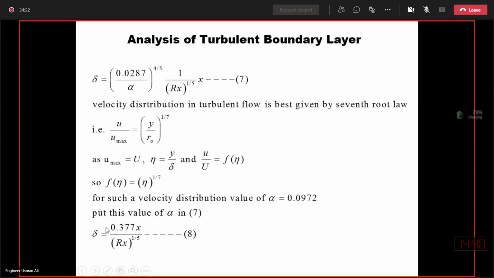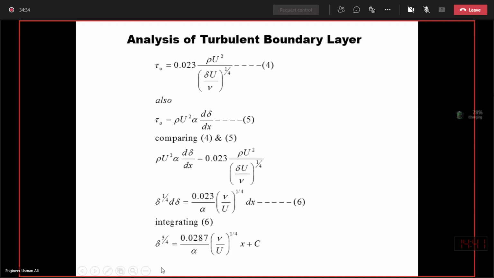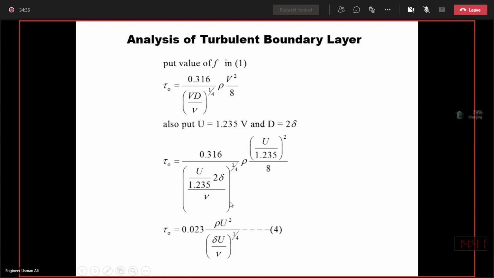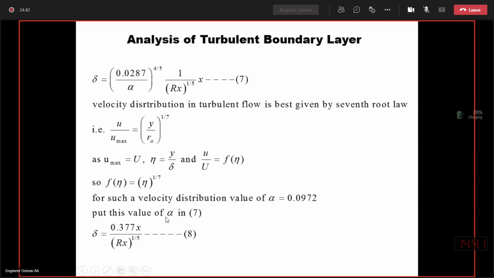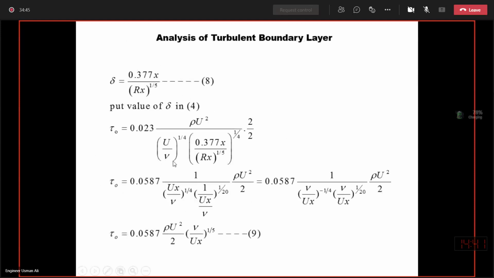The thickness of the turbulent boundary layer is 0.377 x over Rx to the power 1 by 5. This is the thickness of the turbulent boundary layer. Now if you put this value of del in equation number 4 for tau naught and simplify it, we can solve for tau naught.